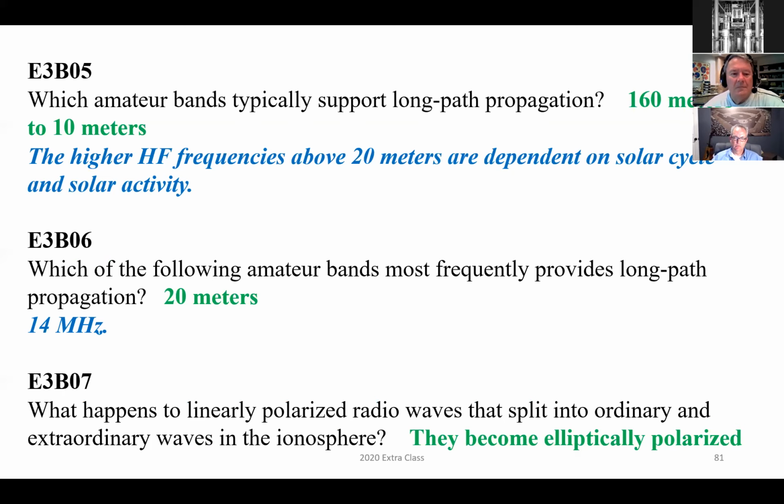E3B07, what happens to linearly polarized radio waves that split into ordinary and extraordinary waves in the ionosphere? And what happens there is they're going to become elliptically polarized.